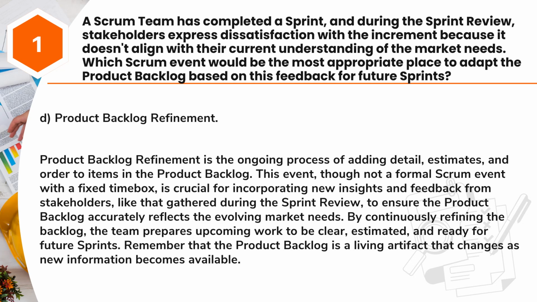Answer D. Product backlog refinement. Product backlog refinement is the ongoing process of adding detail, estimates, and order to items in the product backlog. This event, though not a formal Scrum event with a fixed time box, is crucial for incorporating new insights and feedback from stakeholders, like that gathered during the sprint review, to ensure the product backlog accurately reflects the evolving market needs. By continuously refining the backlog, the team prepares upcoming work to be clear, estimated, and ready for future sprints. Remember that the product backlog is a living artifact that changes as new information becomes available.